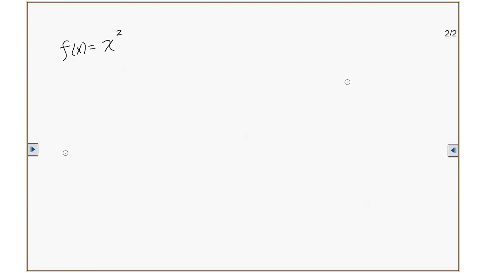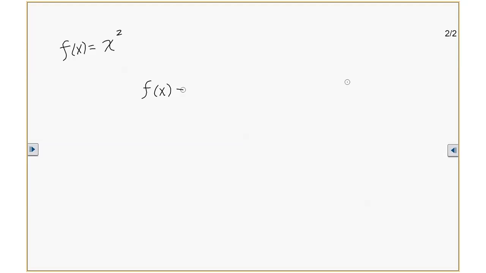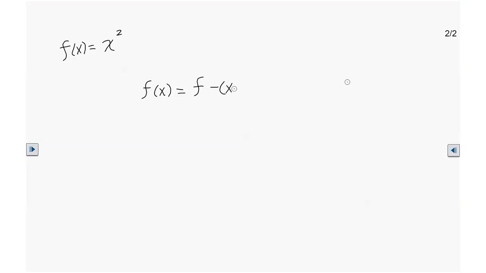F of x is equal to x squared. So let's put it through the test. F of x is equal to f of negative x.